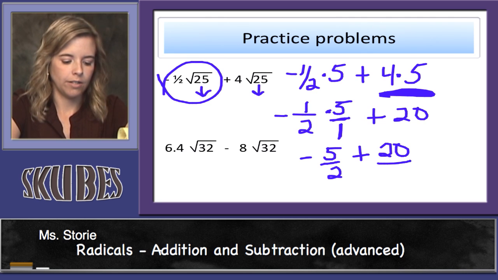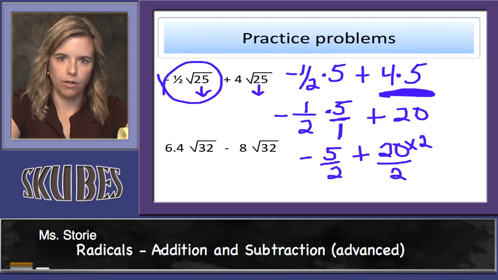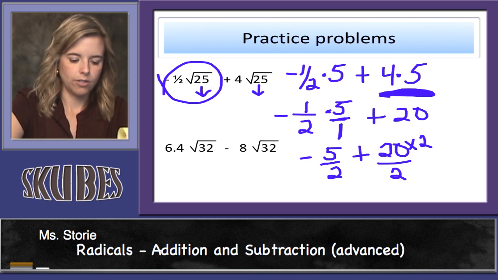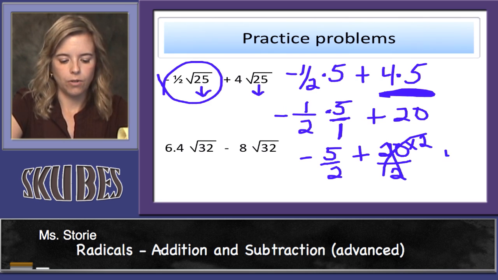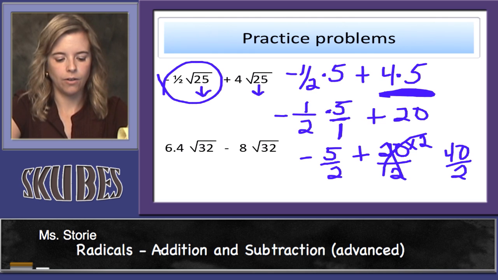So this denominator needs to be a 2. And since I changed it to a 2, I also have to multiply the 2 up here as well. So this actually changes this fraction right here into 40 over 2. Now I can go ahead and add.